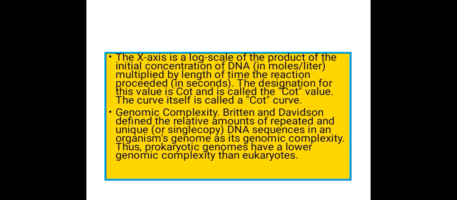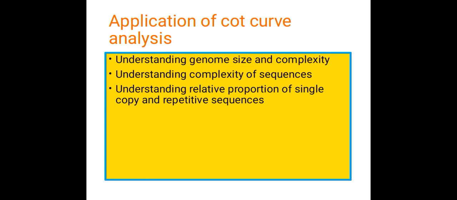Genomic complexity. Britten and Davidson defined the relative amounts of repeated and unique or single copy DNA sequences in an organism's genome as its genomic complexity. Thus, prokaryotic genomes have a lower genomic complexity than eukaryotes.